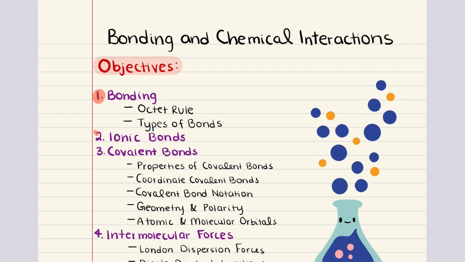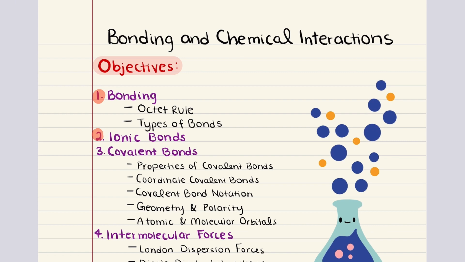The second objective will be focused on ionic bonds. We're going to explain why ionic bonds are commonly formed between metals and nonmetals. We're going to recall the major characteristics of ionic compounds, and then we're going to learn about lattice energy.